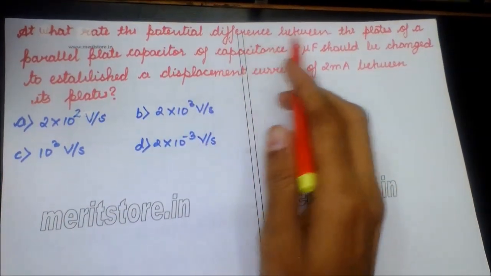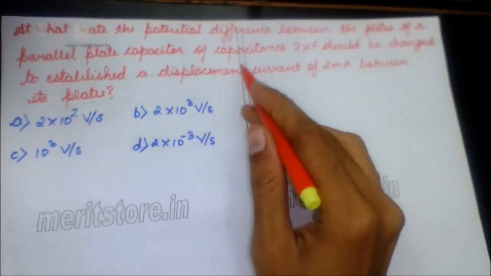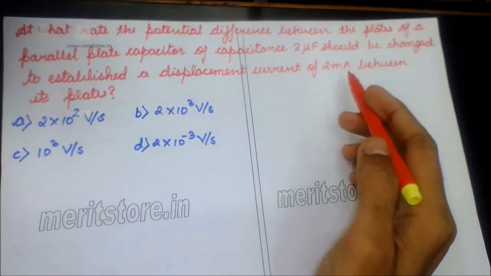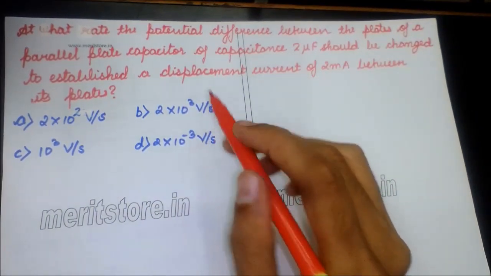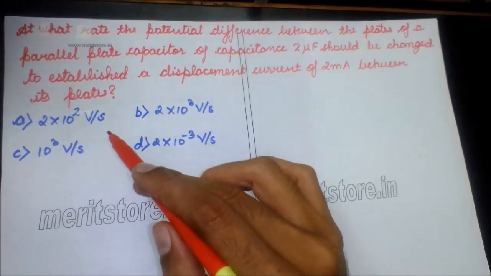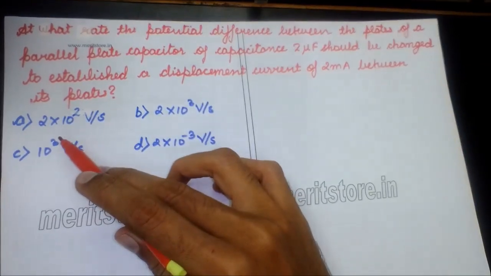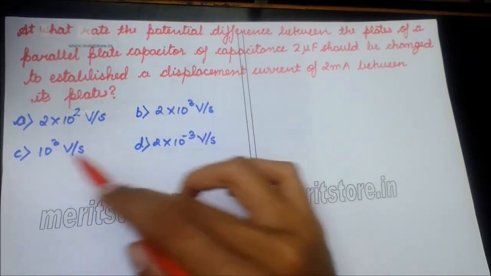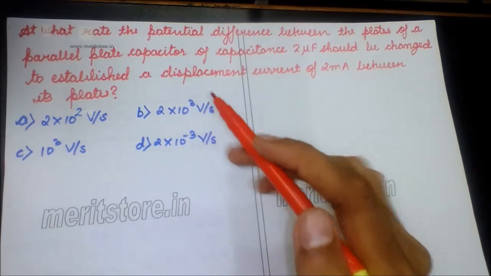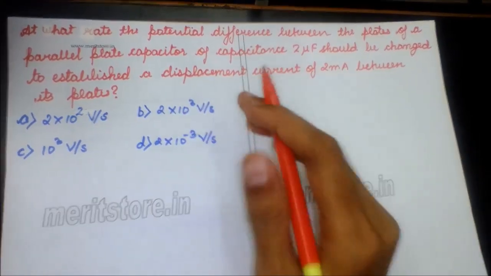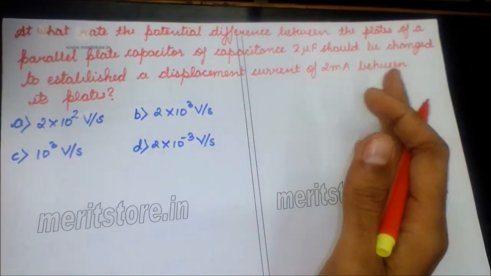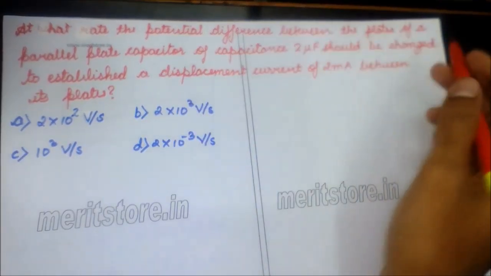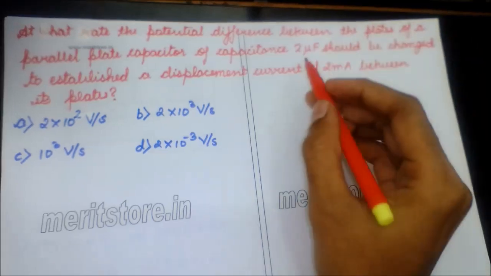At what rate should the potential difference between the plates of a parallel plate capacitor of capacitance 2 microfarad be changed to establish a displacement current of 2 milliampere between its plates? The options are 2 into 10 raised to 2, 2 into 10 raised to 3, or 2 into 10 raised to minus 3 volts per second. So we need to find the rate at which the potential difference will change.